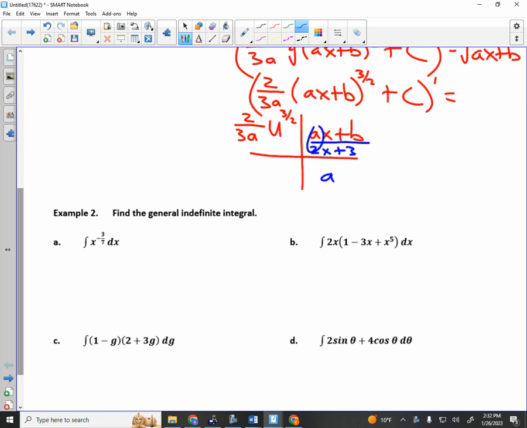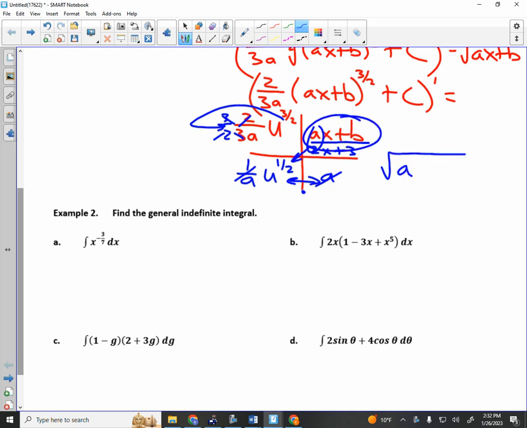And the derivative of this, notice how the 3 halves comes in front, and it will cancel out. So you'll get 1 over a times u to the 1 half. As I multiply those two together, notice that the a's will cancel as well. And you get u to the 1 half. And u is that guy. So square root of ax plus b.